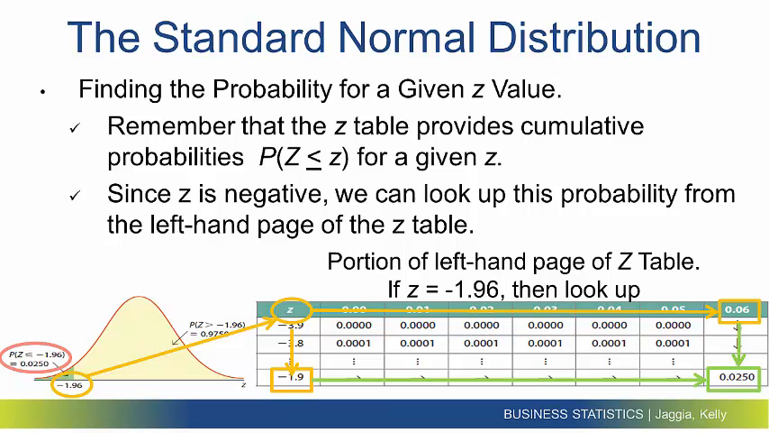In this example, we want the probability of a Z value less than negative 1.96. This time we look at the table with negative Z values. Look down to negative 1.9, then across to 0.06 and you'll get 0.0250.